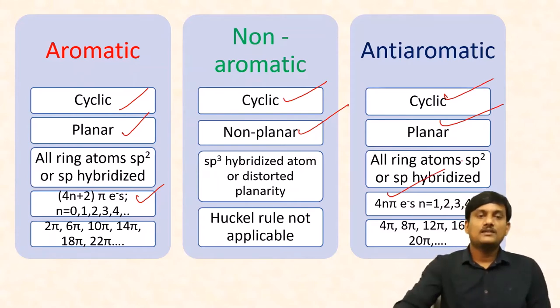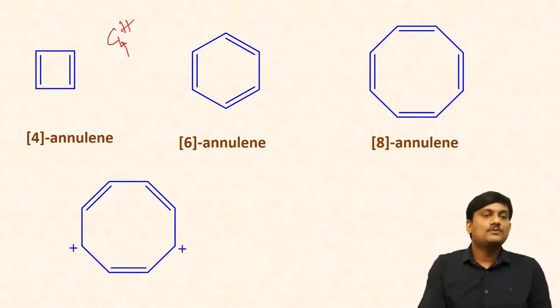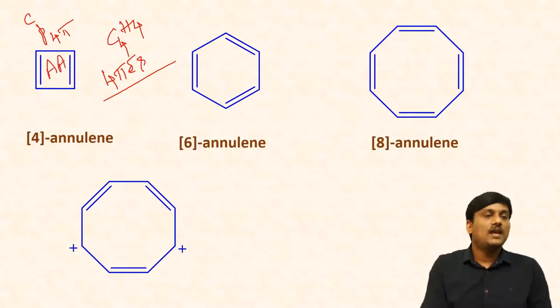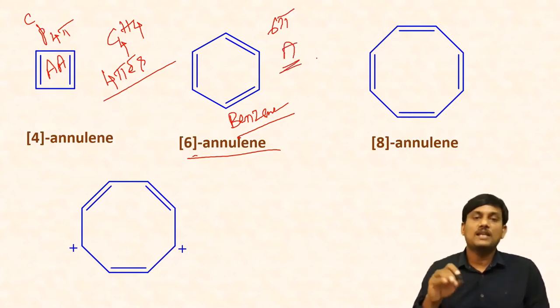Let us take annulenes. The first one is 4-annulene. The formula is C4H4. Here you have 4 pi electrons. It's cyclic planar and 4 pi, so it should be anti-aromatic. And 6-annulene is benzene. 6 pi electrons, cyclic planar, so it's aromatic.